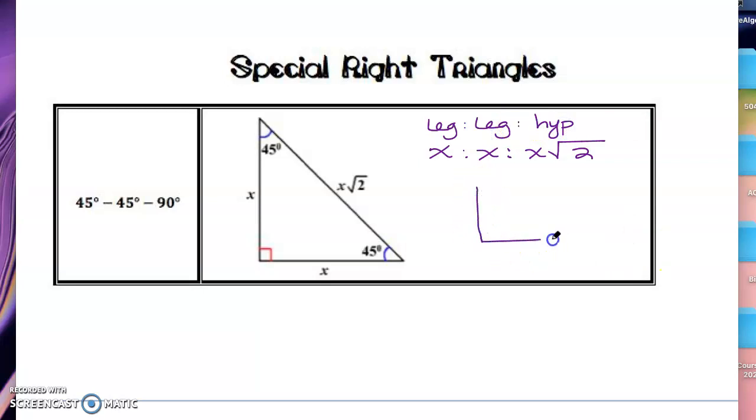So if my leg had a length of 2, the hypotenuse is going to be that number times radical 2. We can also work backwards. Let's say that the hypotenuse had a length of 2. So to work backwards to the short leg, I would have to divide the hypotenuse by radical 2. And then we previously talked about rationalizing. So I don't want that radical in the denominator. So we multiply by that radical divided by itself. And we're left with just the square root of 2.